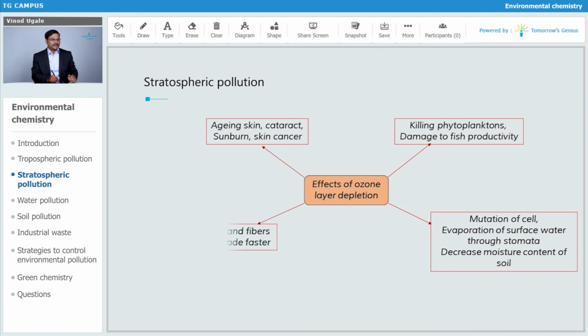So that growth in the increase of the temperature is very slow, but someday it is going to affect all of us adversely. It can damage paints and fibers, and it can cause the color of that fiber or cloth to fade faster.